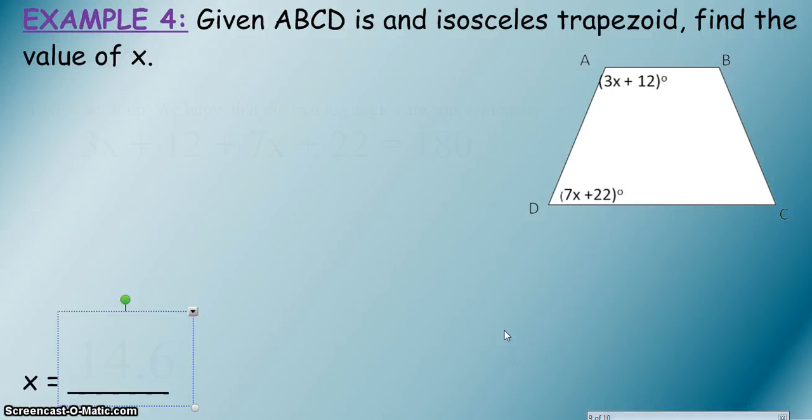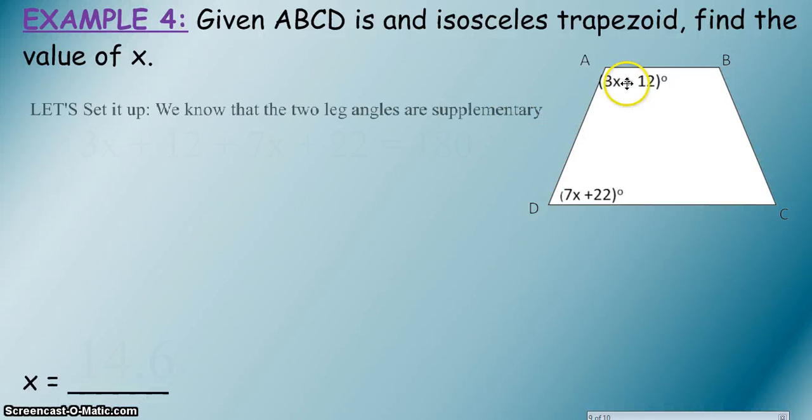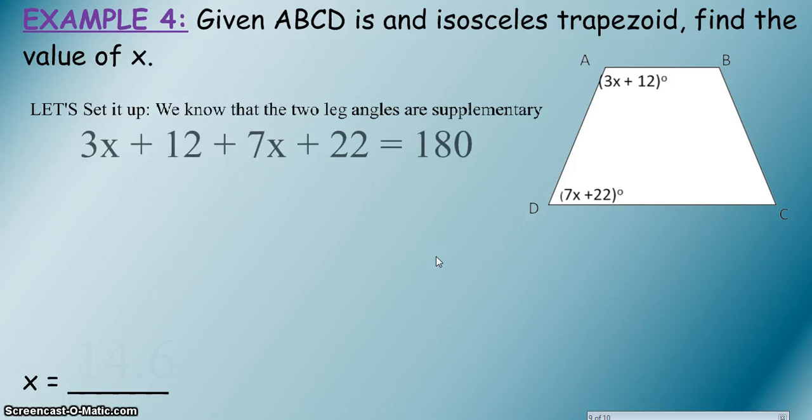And finally, given ABC is an isosceles trapezoid, can we find the value of X? The important thing to remember in this example is that the two leg angles are going to be supplementary. So let's start it out. 3x plus 12 plus 7x plus 22 equals 180. Combine all your like terms and solve for x. In doing so, you should get x to equal 14.6.